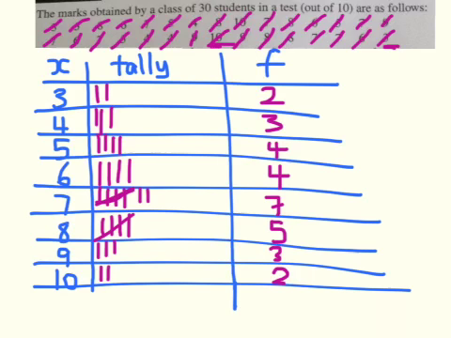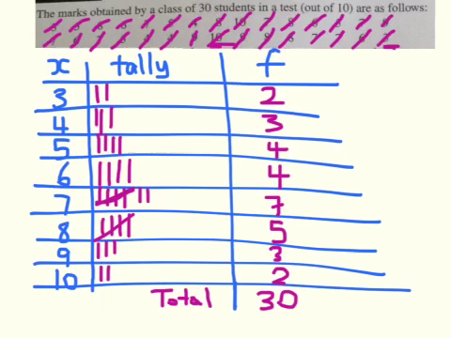Now it's always good, once I've filled in all my tallies and added up the frequencies, to just check. In the question you'll notice that it was a class of 30 students. So down the bottom here, it would be a good thing for me to check that the total of this frequency column does in fact add up to 30. If I add this, I've got 2 plus 3 plus 4 plus 4 plus 7 plus 5 plus 3 plus 2, and I do get a total of 30. Always a good thing to double check that. Now there we go, I've got it organised.